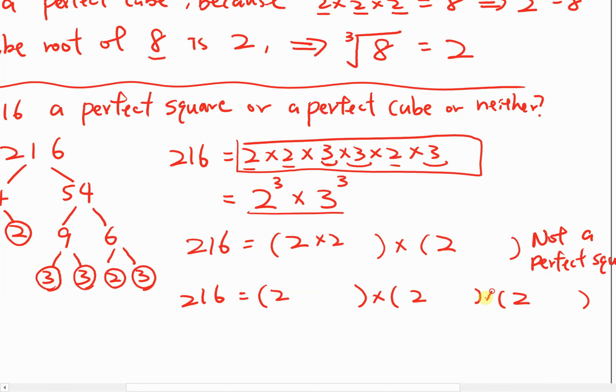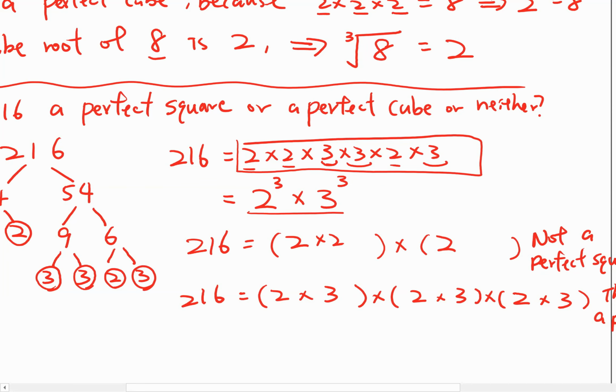And then we go on to the next number, 3. So again, I have 3 3's. That means I can put 1 3 in each set of brackets. So 2 times 3, 2 times 3, and 2 times 3. Well, that's perfect. This is a perfect cube because I can actually put all its prime factors in 3 equal brackets. Okay, so this is a perfect cube.